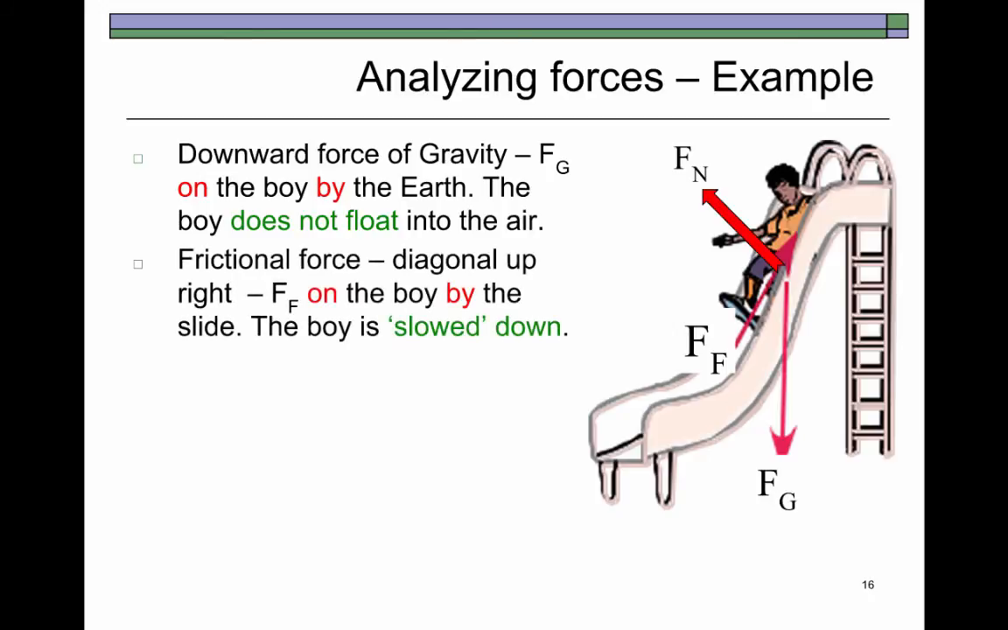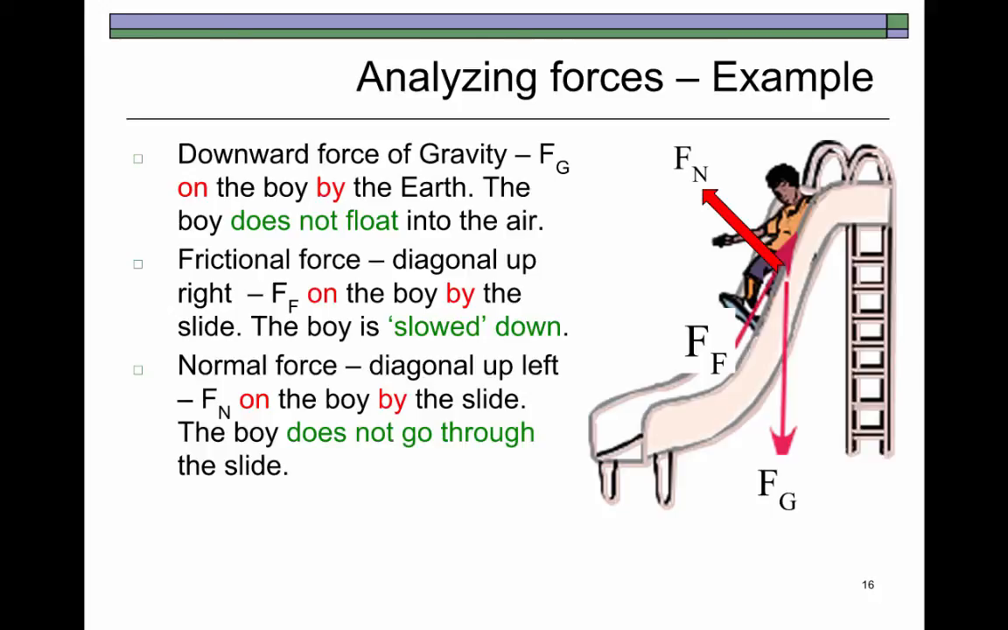We also have the force of friction, and it goes diagonal up to the right because the force of friction is on the boy by the slide because, believe it or not, he is going slower than if he just fell off the ladder. Finally, we have the normal force, and it's going to go diagonal up to the left because it is perpendicular to the slide. It's the force of normal on the boy by the slide. Okay, he's not going to sink through the slide and hit the ground.